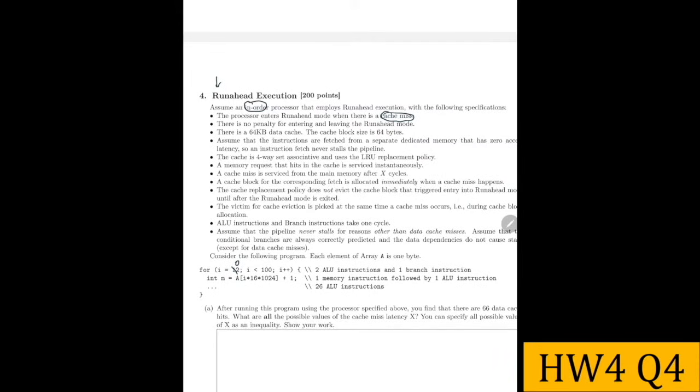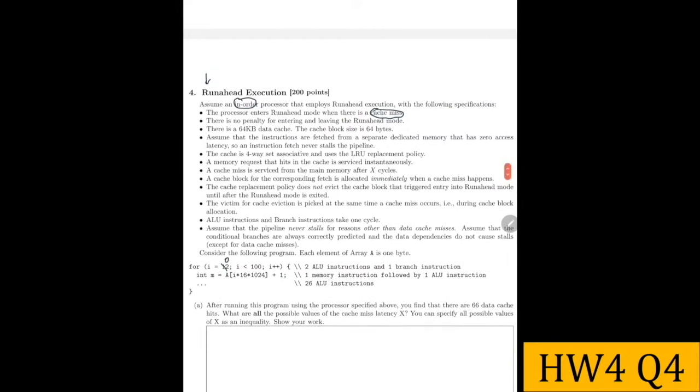The cache is 4-way set associative and uses the LRU replacement policy. And the memory request that hits in the cache is serviced instantaneously. A cache miss is serviced from the main memory after X cycles. We're going to discover more about this X. The cache block for the corresponding fetch is allocated immediately when a cache miss happens. The cache replacement policy does not evict the cache block that triggered entry into run-ahead until after the run-ahead mode exited.